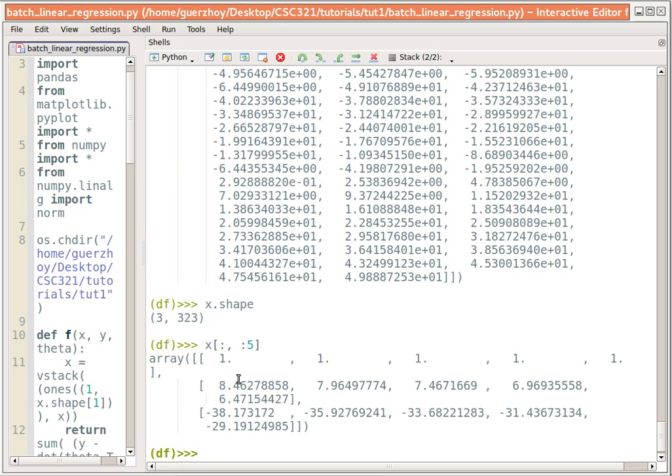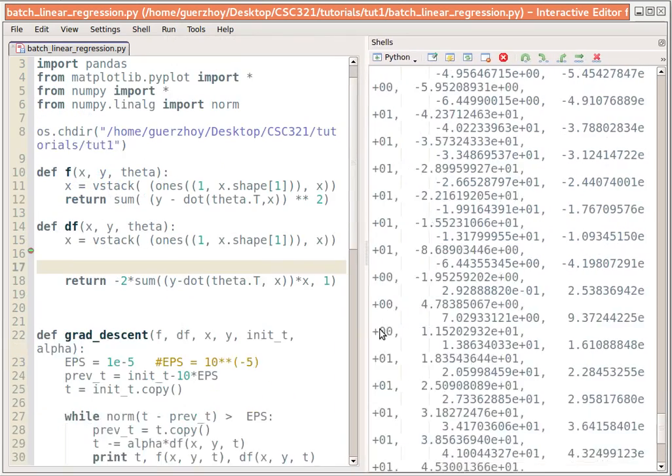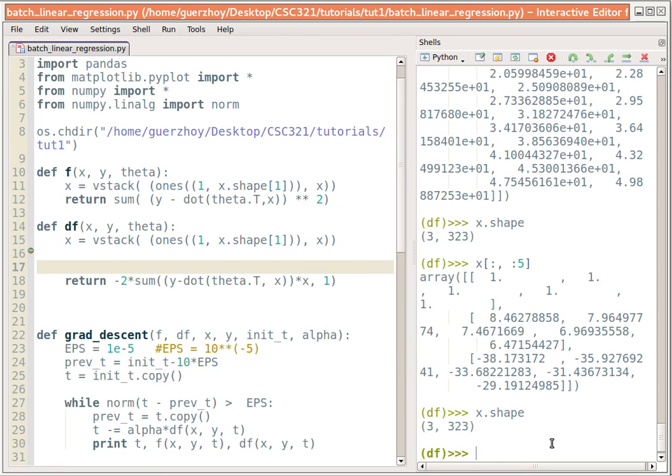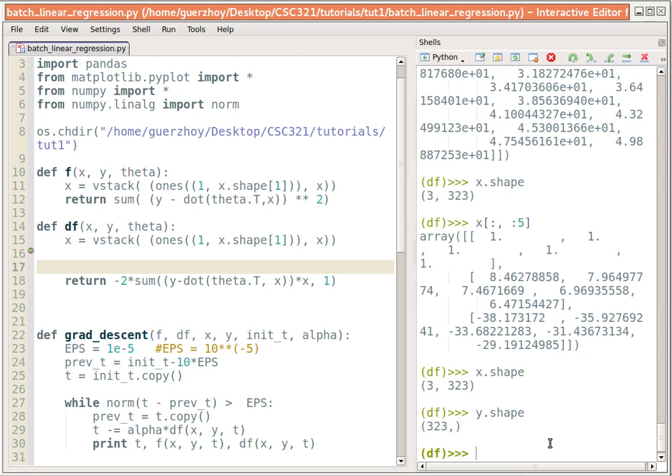So the x's are the columns of x, right? So x0 is always 1. And then in the first case, it's going to be 8.4 and minus 38, 17, stuff like that. Okay, so let's remember that the shape of x is like that. What about the y? The shape of y is like that because for each training case, we have just one output.